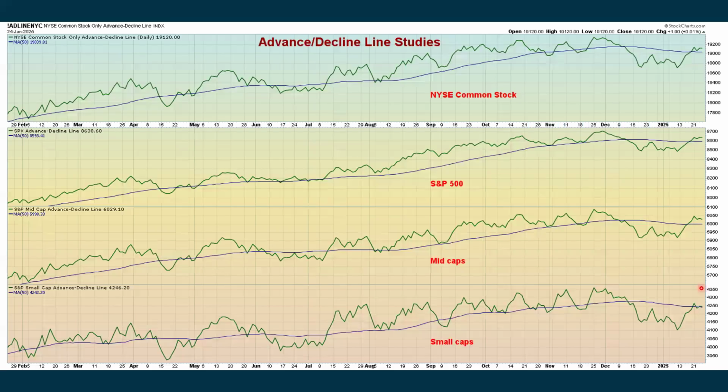Then we look at the advance-decline line studies, and I show this in the daily videos. We're showing some improvement. We're above the moving averages now with the NYSE common stock, S&P, and mid caps. We're just about on the moving average with the small caps, but we are improving after we had been declining.